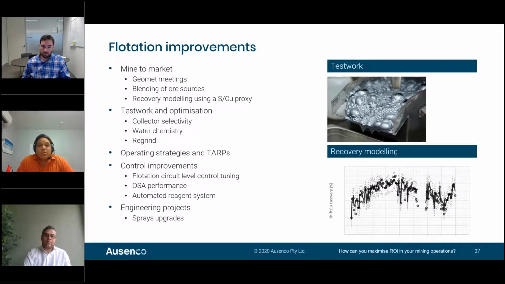Other two to mention here are test work and mineralogical characterization to understand the drivers for recovery, and process control modifications to enhance our baseline for further optimization.